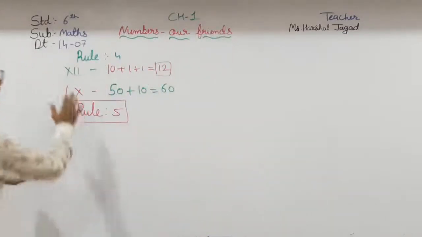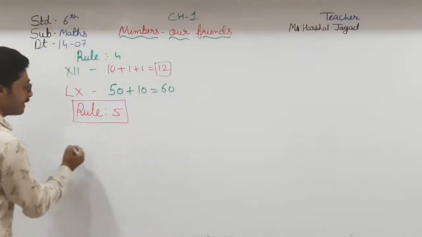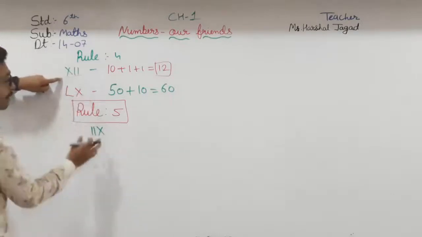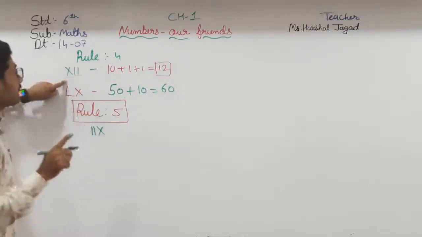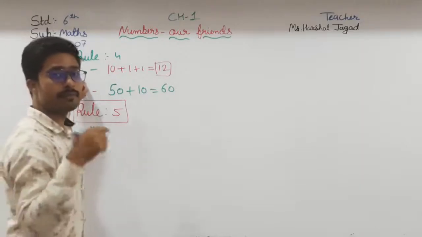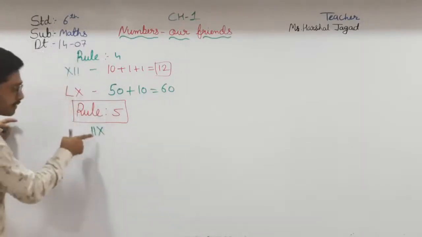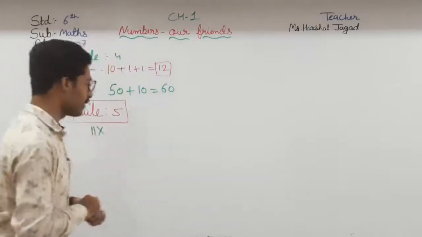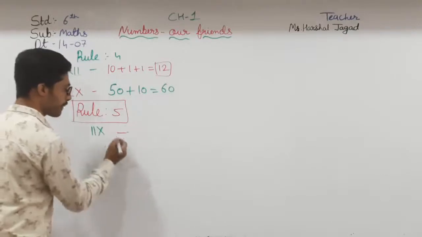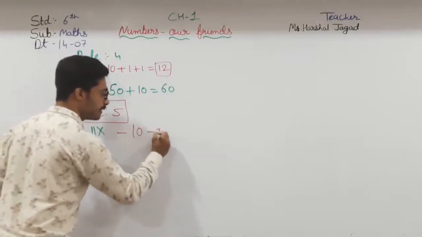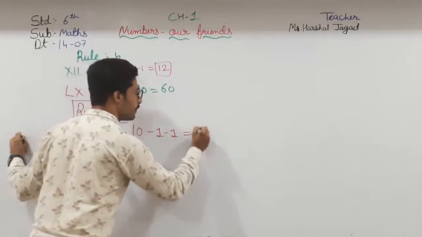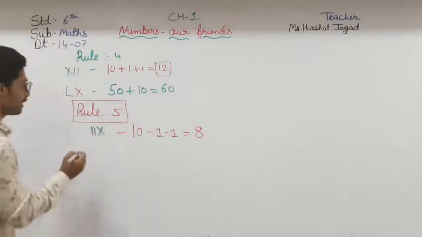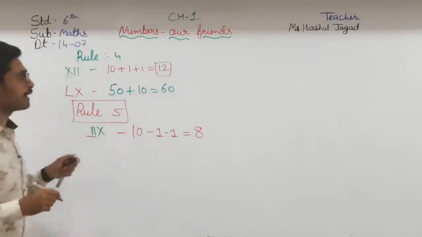Let me give both examples. Here you can see it is the opposite. Here the larger value is on the left hand side and the smaller value is on the right hand side, but here it is opposite: the smaller value is on the left hand side and the larger value is on the right hand side. So here we subtract 10 minus 1 minus 1, which is 8. Or you can directly subtract 10 minus 2, because here it is 2. So this is 1.